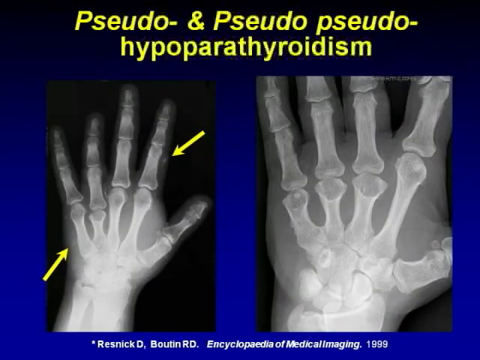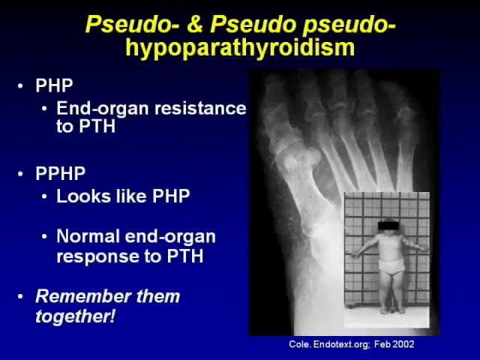With pseudohypoparathyroidism, shown on the left, and pseudopseudohypoparathyroidism on the right, the findings are quite similar. You can see some soft tissue calcifications and short metacarpals in these examples. I won't bore you with the particular pathophysiology that is the difference between these 2. Frankly, I think that you can just remember them together because on imaging, they look very much the same. Just remember soft tissue calcifications and short digits, brachydactyly.